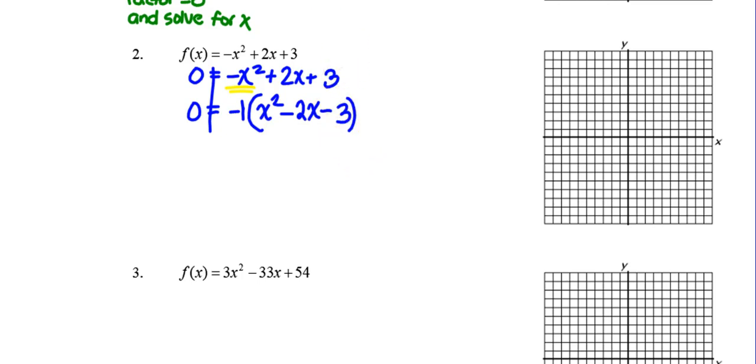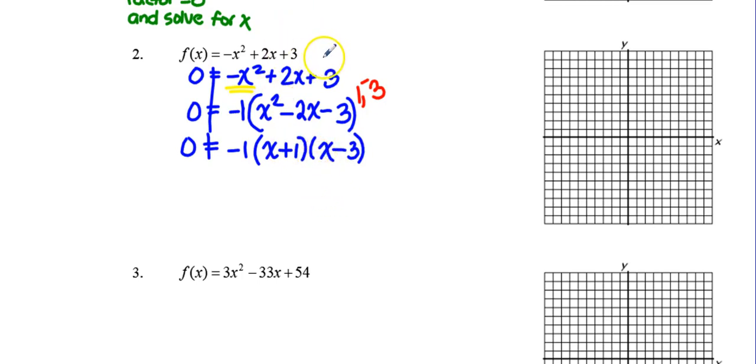So factors of negative 3 that I can use are 1 and 3. C is negative, which means one of these two numbers has to be negative. To add to a negative 2, 3 must be negative. So my result will be 0 equals negative 1 (x plus 1)(x minus 3). Now you might have written x minus 3 first. That's fine. These factors can be written in different orders. Remember, in multiplication, order doesn't matter. Like 2 times 3 is the same as 3 times 2.